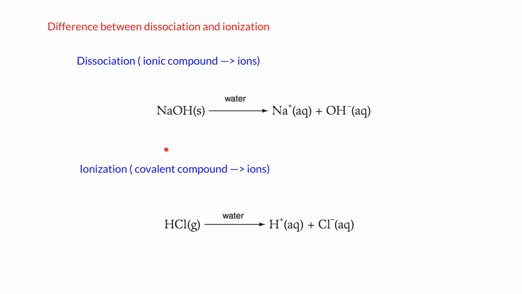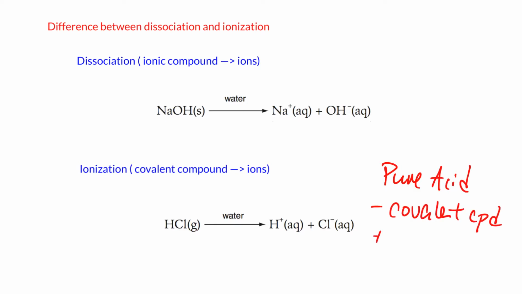But if we have a covalent compound like the ones in acid, we know that pure acids are covalent compounds. Is that right? For example, HCl, H2SO4, CH3COOH. All these, you can see that they are covalent compounds. Covalent compounds are supposed not to have any ions in them. So therefore, in the process, we say that it becomes an ion, becomes an ion from a covalent compound. So the term we call it is ionization.